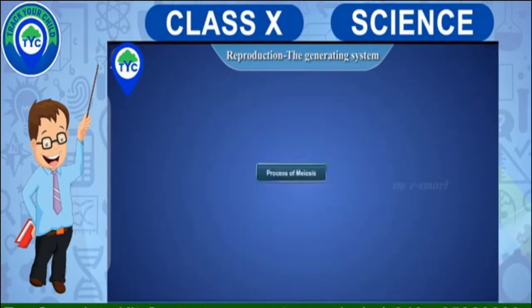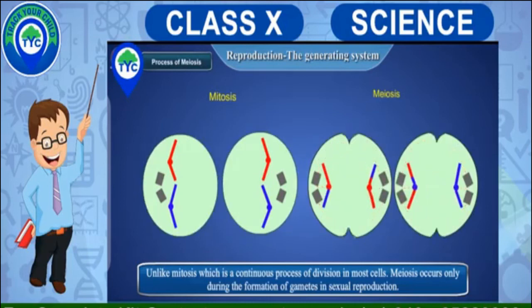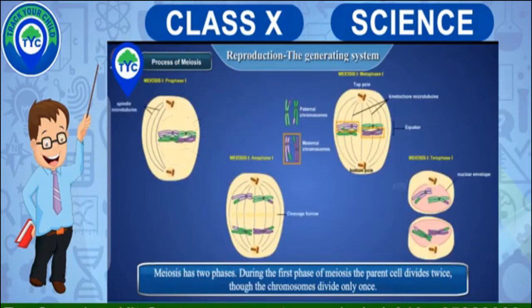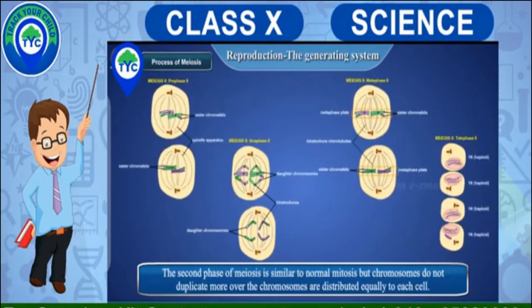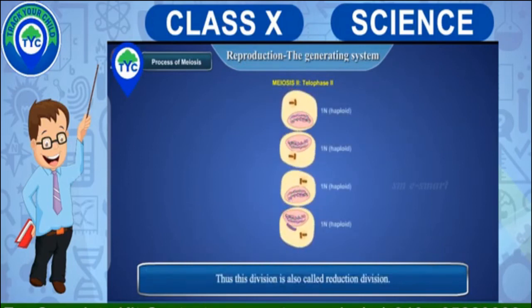Process of meiosis. Unlike mitosis, which is a continuous process of division in most cells, meiosis occurs only during the formation of gametes in sexual reproduction. Meiosis has two phases. During the first phase of meiosis, the parent cell divides twice, though the chromosomes divide only once. The second phase of meiosis is similar to normal mitosis, but chromosomes do not duplicate. Moreover, the chromosomes are distributed equally to each cell. The four daughter cells have just half the number of chromosomes of the parent cell. These are haploids. Thus, this division is also called reduction division.